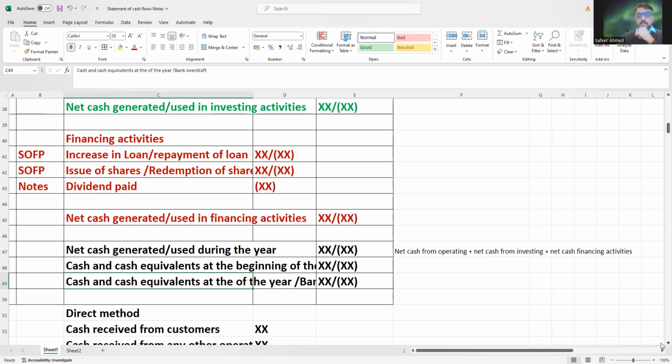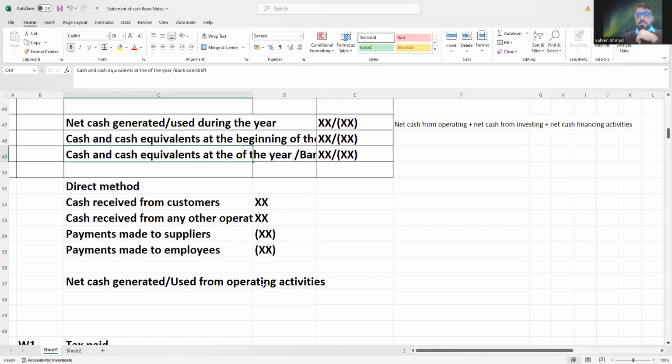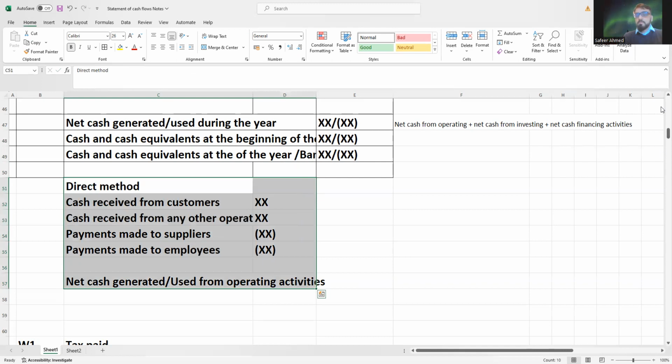Okay, so the direct method, just to show you quickly. The only difference in the direct method is that your cash from operating activities will be calculated differently. Investing and financing remain the same. As you can see, cash received from customers, cash received from any other operating activities, and then payment to suppliers, payment to employees, gives you the net cash from operating activities. So only this portion, the operating activities, will be different in a direct method. Otherwise, everything else is the same.